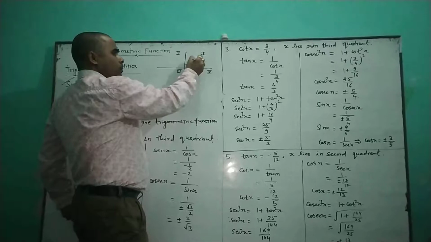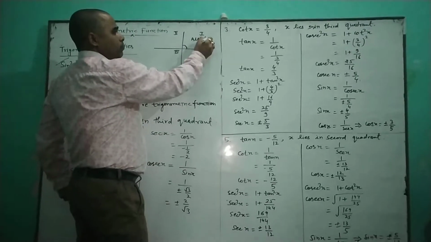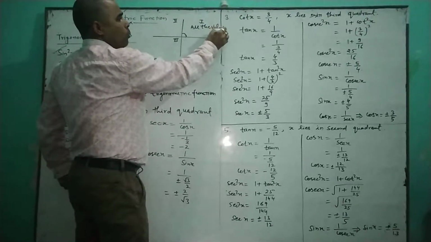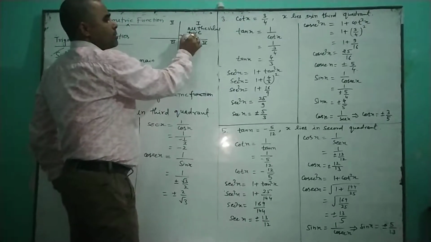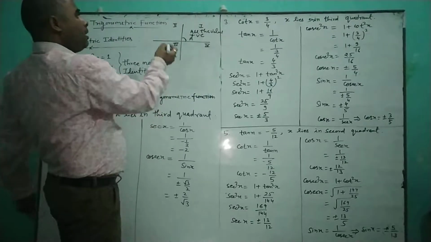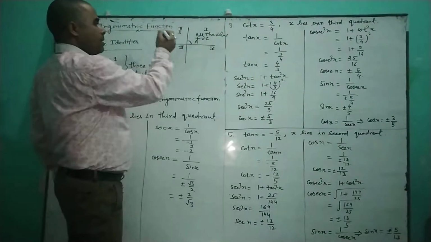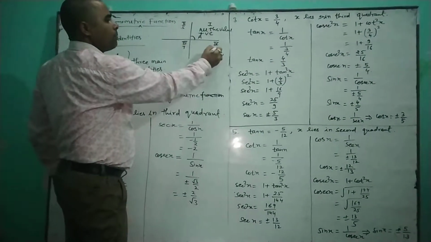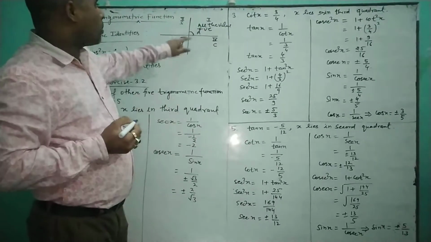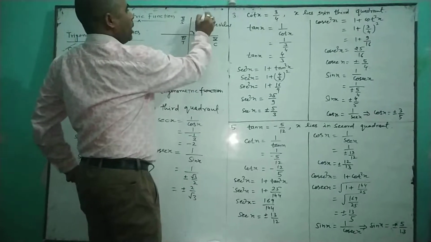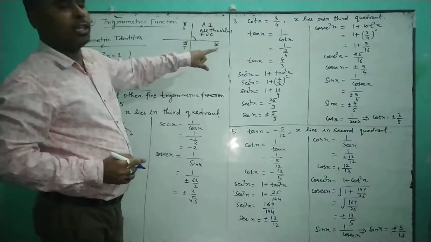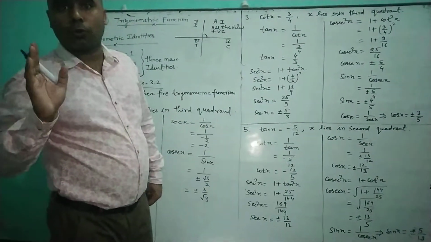It means all the values are positive. Now here the sign will be A, and in the second quadrant the sign will be S, in the third quadrant the sign will be T, and the fourth quadrant the sign will be C. It means A, S, T, C. These 4 signs in 4 quadrants.